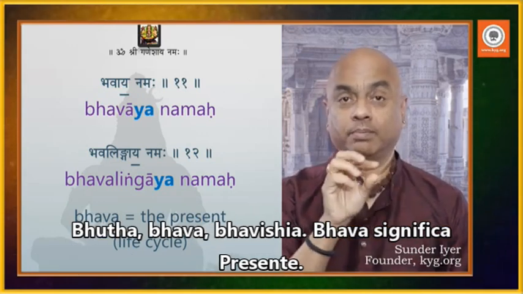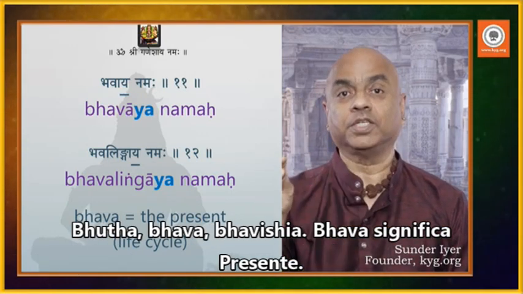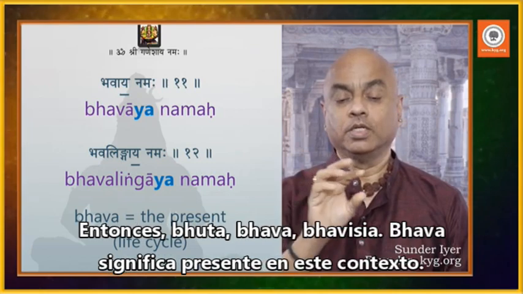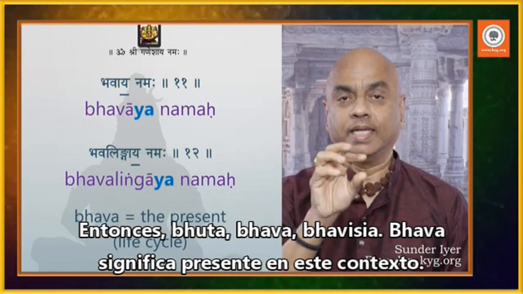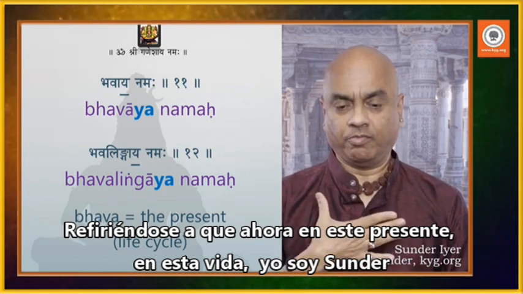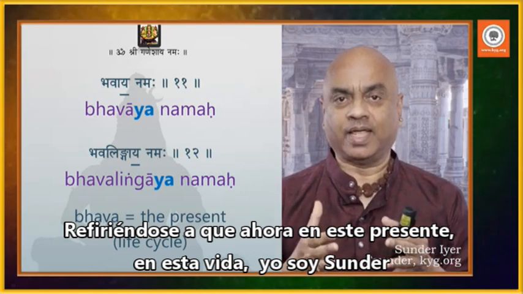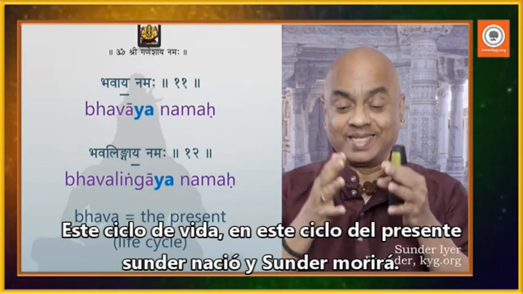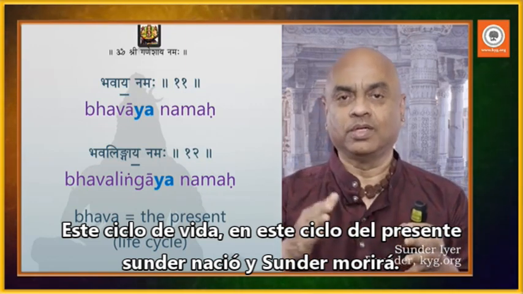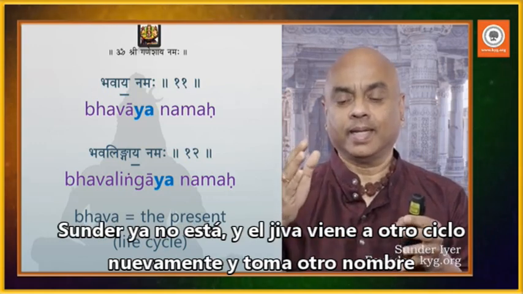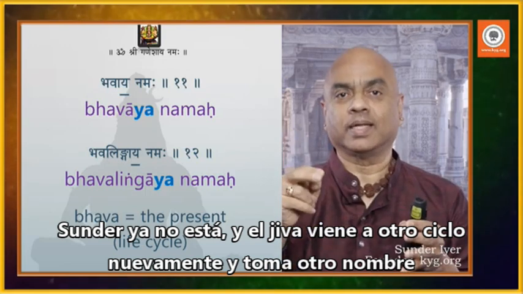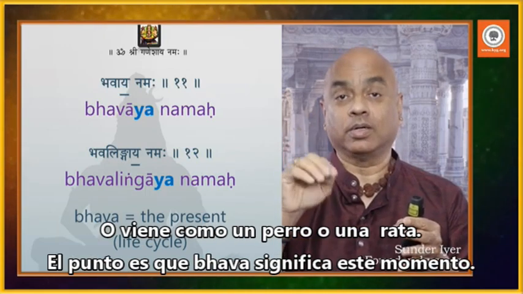That's why we have Panchabhuta, because all these elements have already manifested. Bhuta, bhava, bhavishya. Bhava means present. Bhavishya means future, that which has not yet come. So bhava here, in this context, means present. What does that mean? Right now, if I am thinking of me, at this moment, in this present lifetime, who am I? I am Sundar. So this life cycle is this present cycle. In this present cycle, Sundar is born. Sundar is going to die. Right? And then Sundar doesn't come back again. Sundar is gone. Then the Jiva comes back again to another cycle. It adopts another name, or perhaps becomes a dog or a rat, whatever.